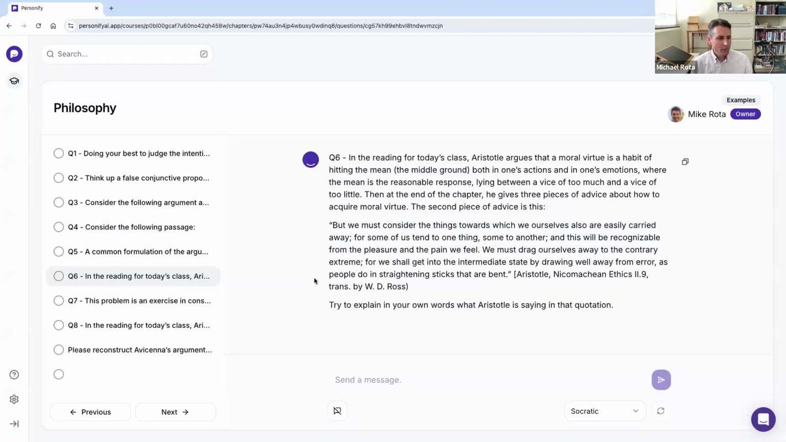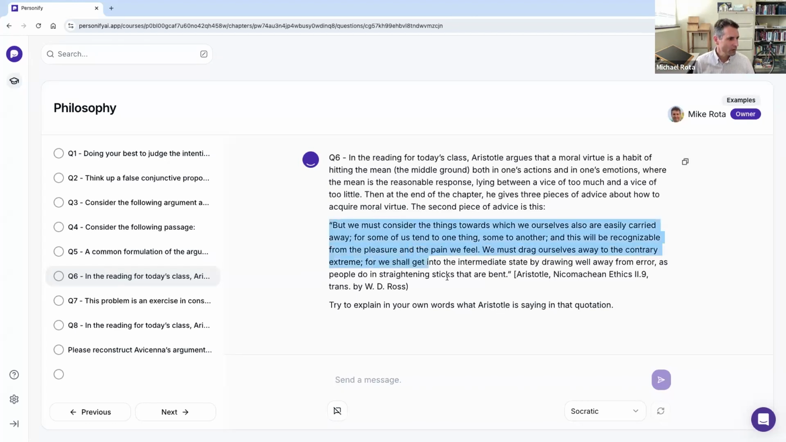We do ethics material in my intro course, and Aristotle has this theory that moral virtue or moral excellence often lies in the middle between two extremes. So he talks about that. And then at the end of book 2 of the Nicomachean Ethics, he gives some advice for how to grow in moral virtue. And here's a passage which students often find confusing.